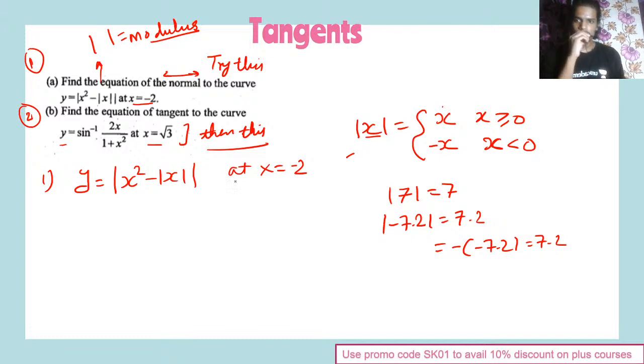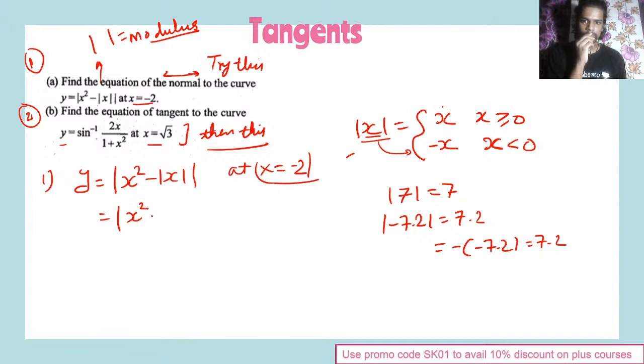Okay. So at x equal to minus 2, you should know that mod x would be negative. You should know that mod x would be minus x. So the inside mod can be written as minus x, and minus minus will become plus x. Okay, this you should know.